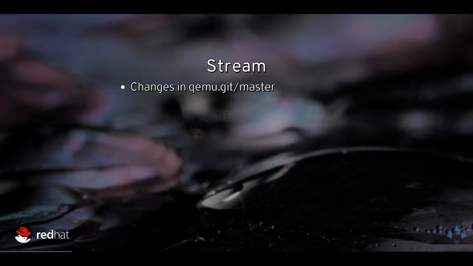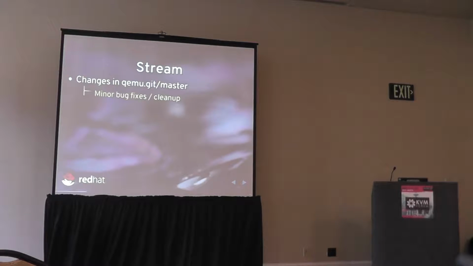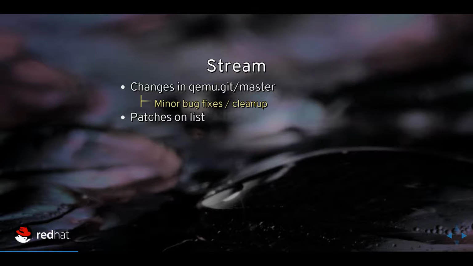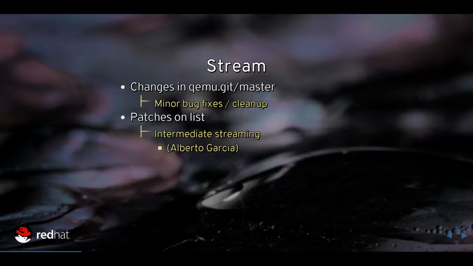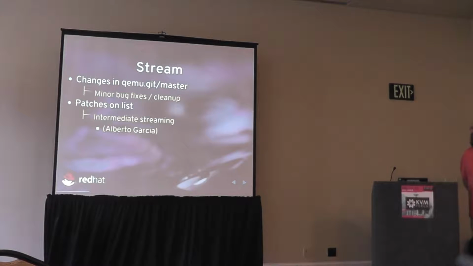So if we look at block streaming, block streaming didn't have quite as many things that made it into QEMU, but there's some stuff going on the list. There were some minor bug fixes and cleanup in there, but mainly that was stuff that just happened to intersect into block job code, not necessarily intended specifically for block streaming. But as far as patches on the list, we have some intermediate streaming support by Alberto Garcia. And he was here yesterday, but I think he had to head home today.